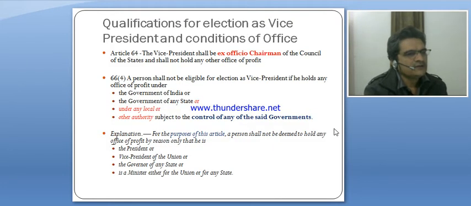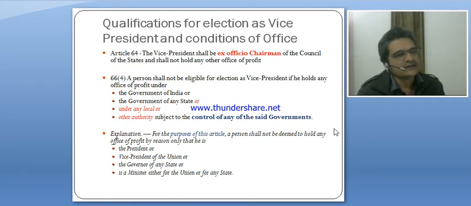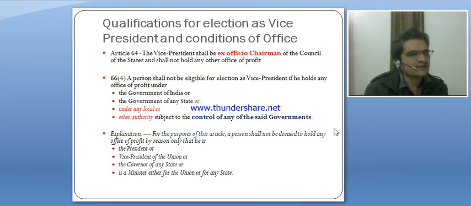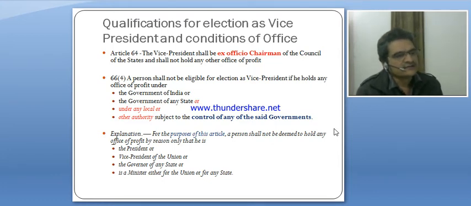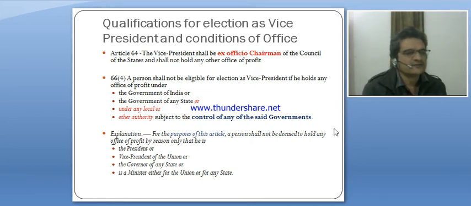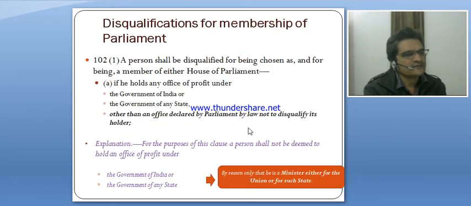Now, coming to the qualification of vice president, the same thing is mentioned as for the office of president: for a person to contest the election of vice president, he should not be holding any office of profit under state government, union government, or any body or authority under the control of these governments. And the explanation again says that the president, vice president, governor of the state, and minister of union or state are not considered to be offices of profit.